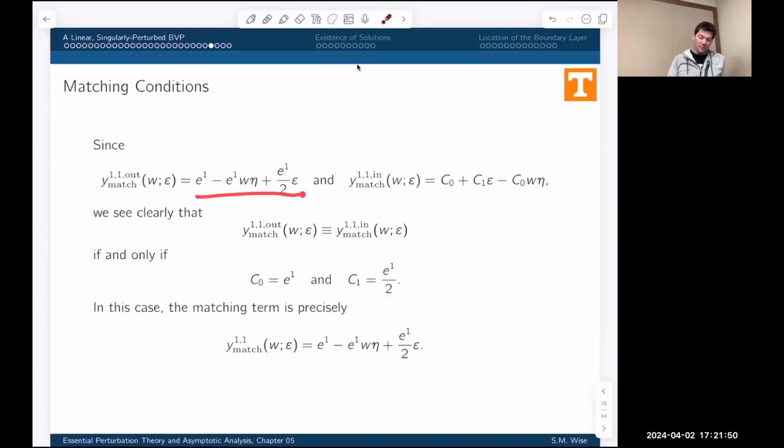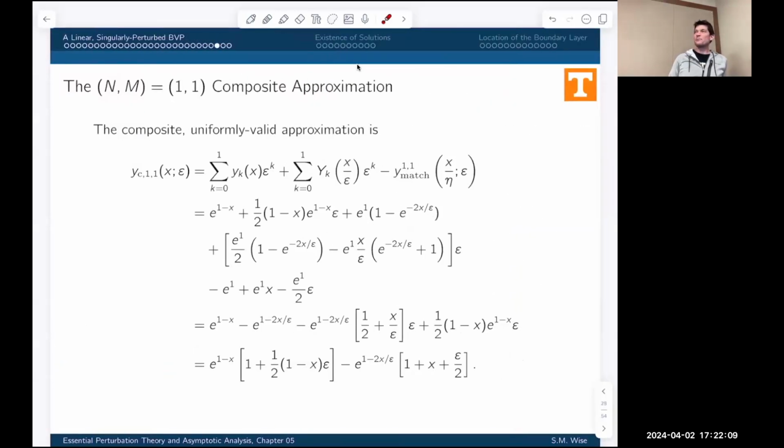In fact, it's always going to be the same as what the Y11 outer match function was, because I'm matching the inner solution function to that guy. I'm choosing my free parameter so that that becomes valid. So here's my match function.